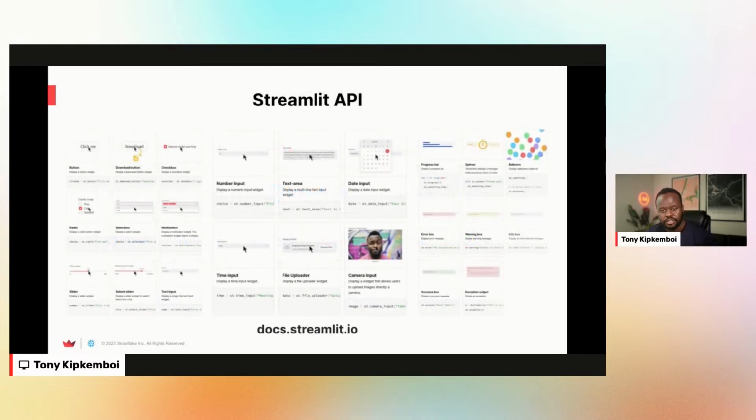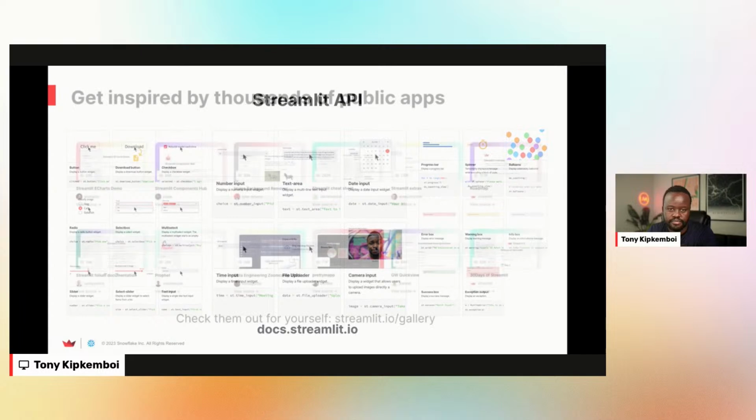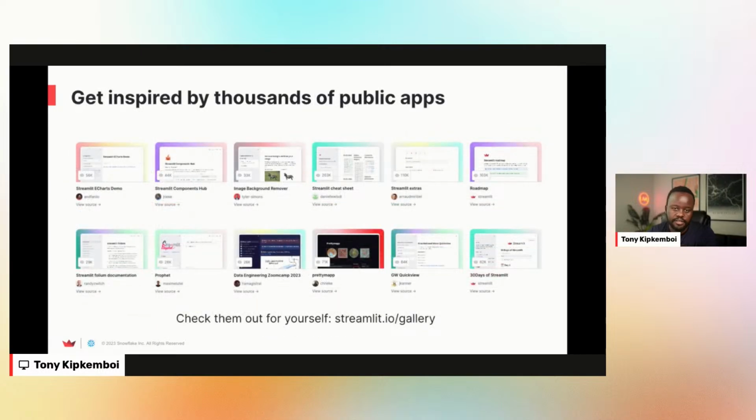And so the Streamlit API docs are a great place to start your journey of building Streamlit apps, and you can access them at docs.streamlit.io. We also have a gallery for you to explore thousands of public apps that you can draw inspiration from to build your applications. And you can check them out at streamlit.io/gallery.